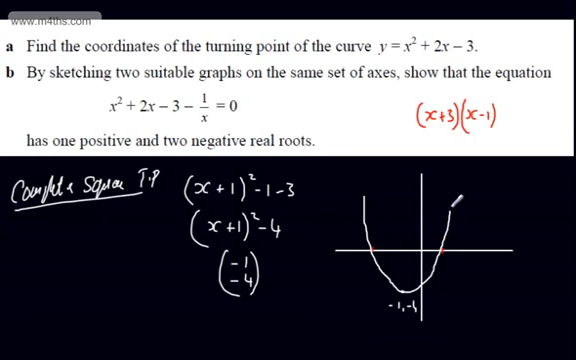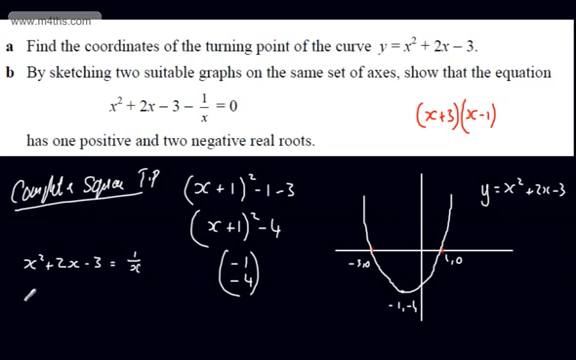I'm going to draw two different graphs. This point is going to be minus 3 comma 0. This point is going to be 1 comma 0. This is the graph of y is equal to x squared plus 2x minus 3. Let's consider this right here. Let's rewrite this. x squared plus 2x minus 3. And I'm going to add 1 over x to both sides.